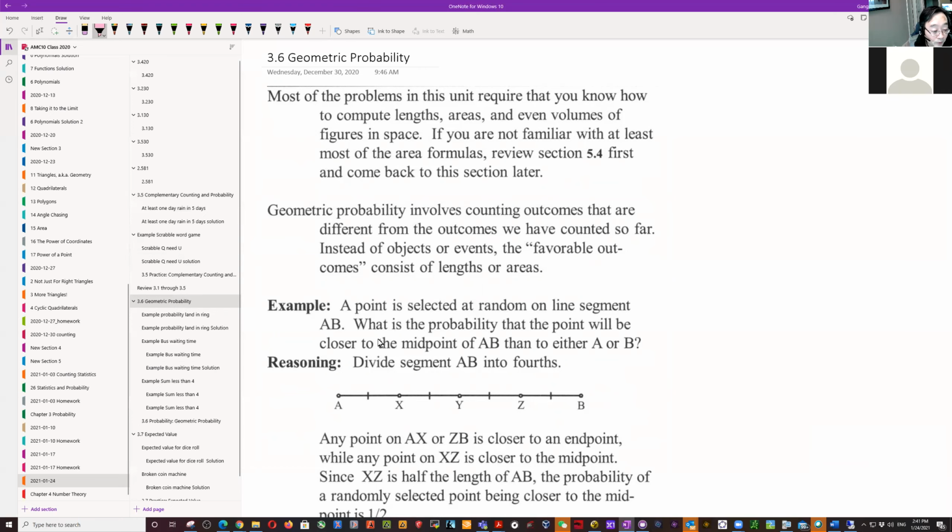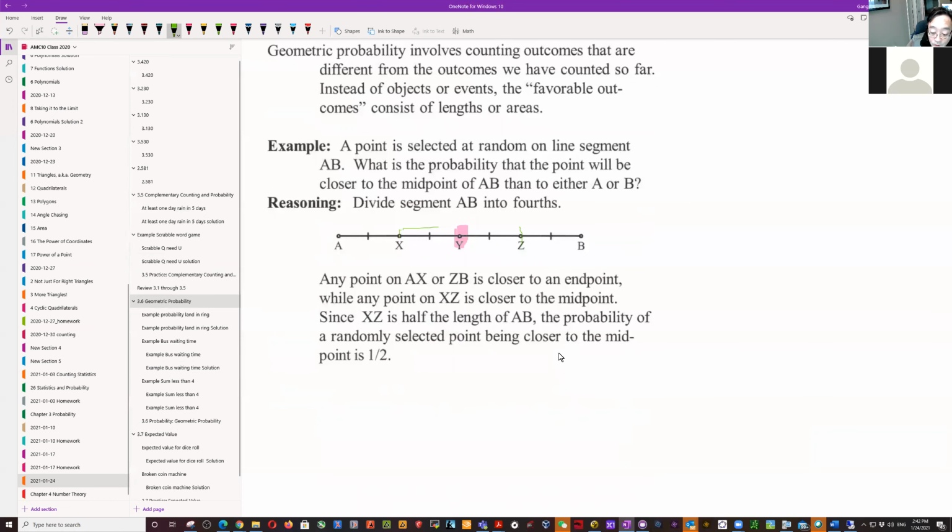For example, this one: a point is randomly selected on a line, what is the probability that the point will be closer to the middle point of AB? So the middle point is Y, and to be closer to the middle point, it has to be within this range. So basically you have 1/2 of the chance.